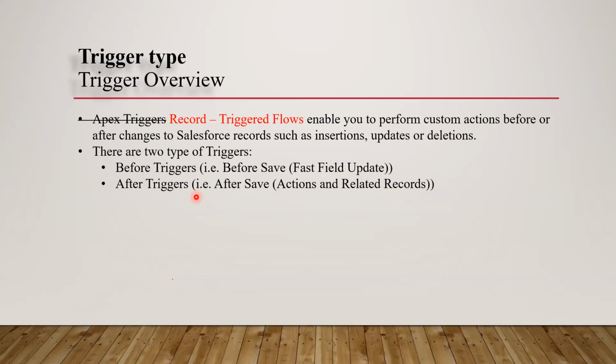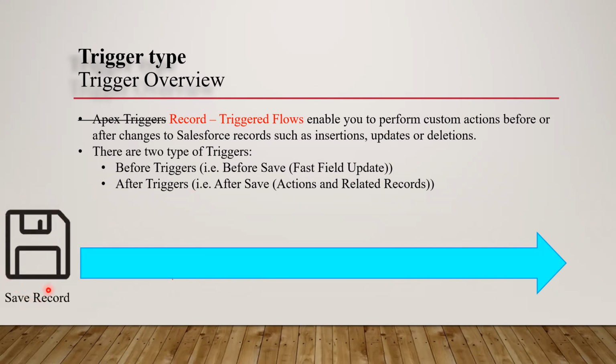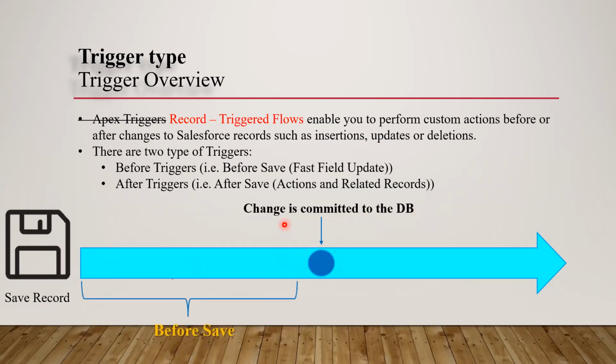Now, how does it look in a pictorial view? Let me show you. This is like making your changes to the database. Once you click on save record, this is the button for saving the record. And then there is an option called, as I told you, commit and rollback. So the change is committed to the database. This is the point where the commit happens. When this commit is happening, there are two phases. The first phase is called before save, and the second phase is called after save.